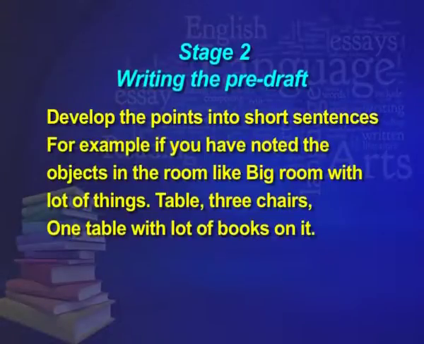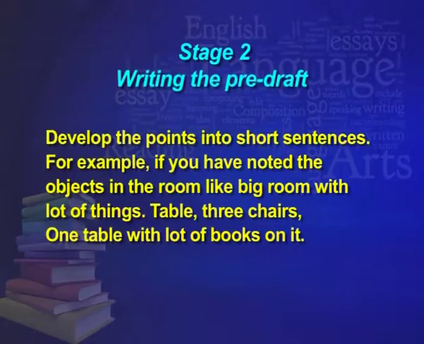Now, all the points are jotted down with you. Now, you start writing not even the first draft, what I call the pre-draft. You have done the job of jotting down the points. Now, develop the points into short sentences. For example, you wrote a table, a television. Now, you have to say there is a TV, there is a table placed at the corner. You can also say this is a big room with a lot of things: a table, 3 chairs, one table with a lot of books on it.